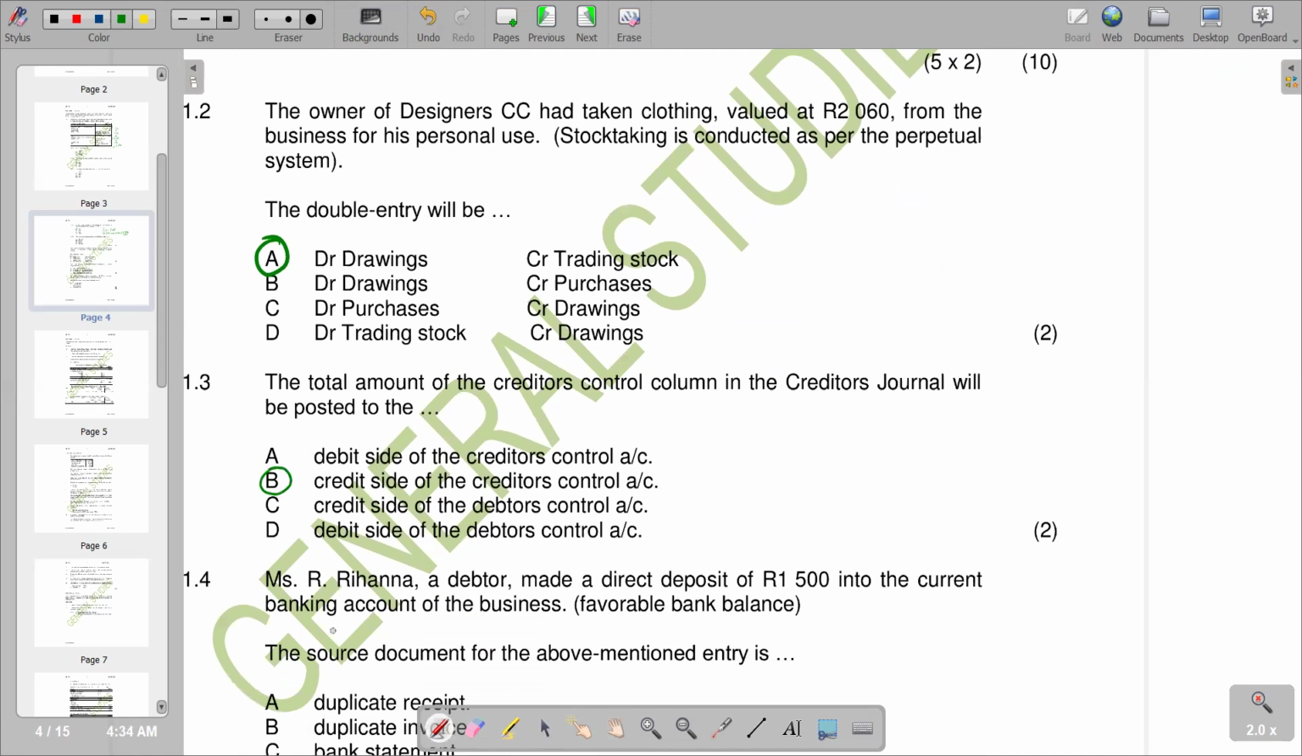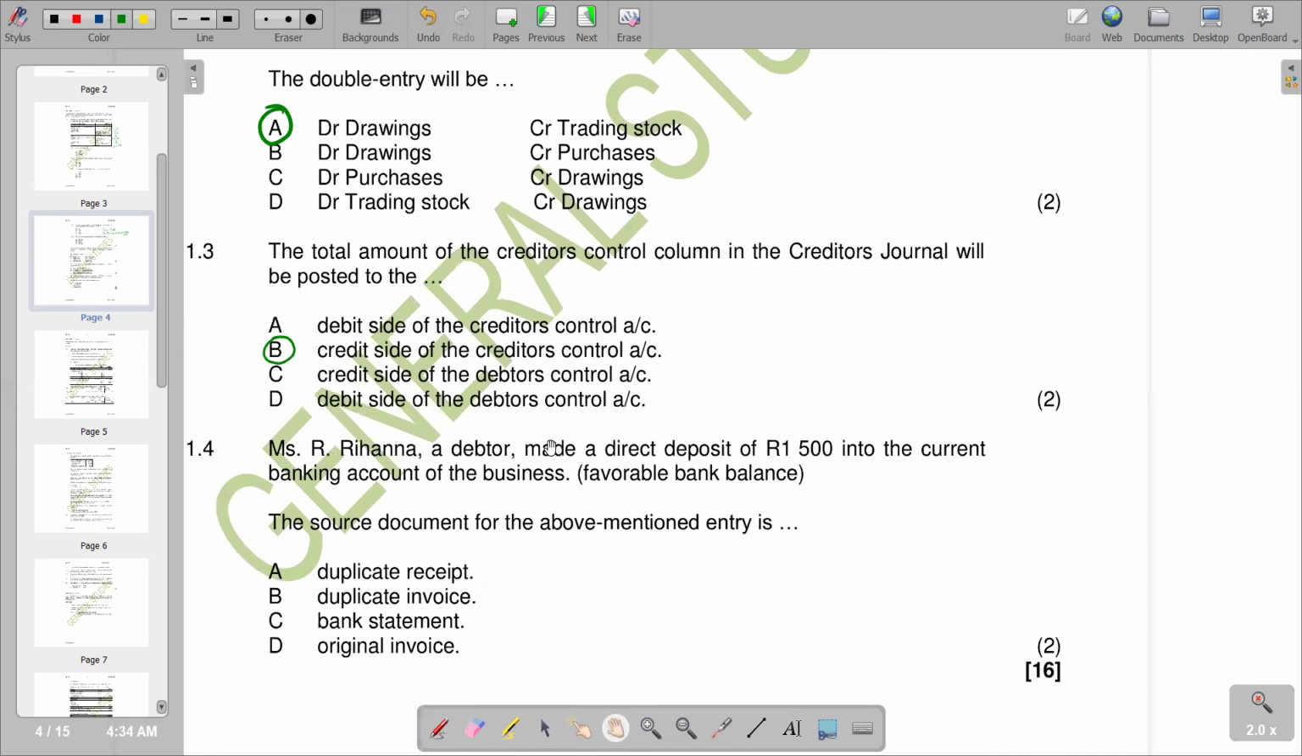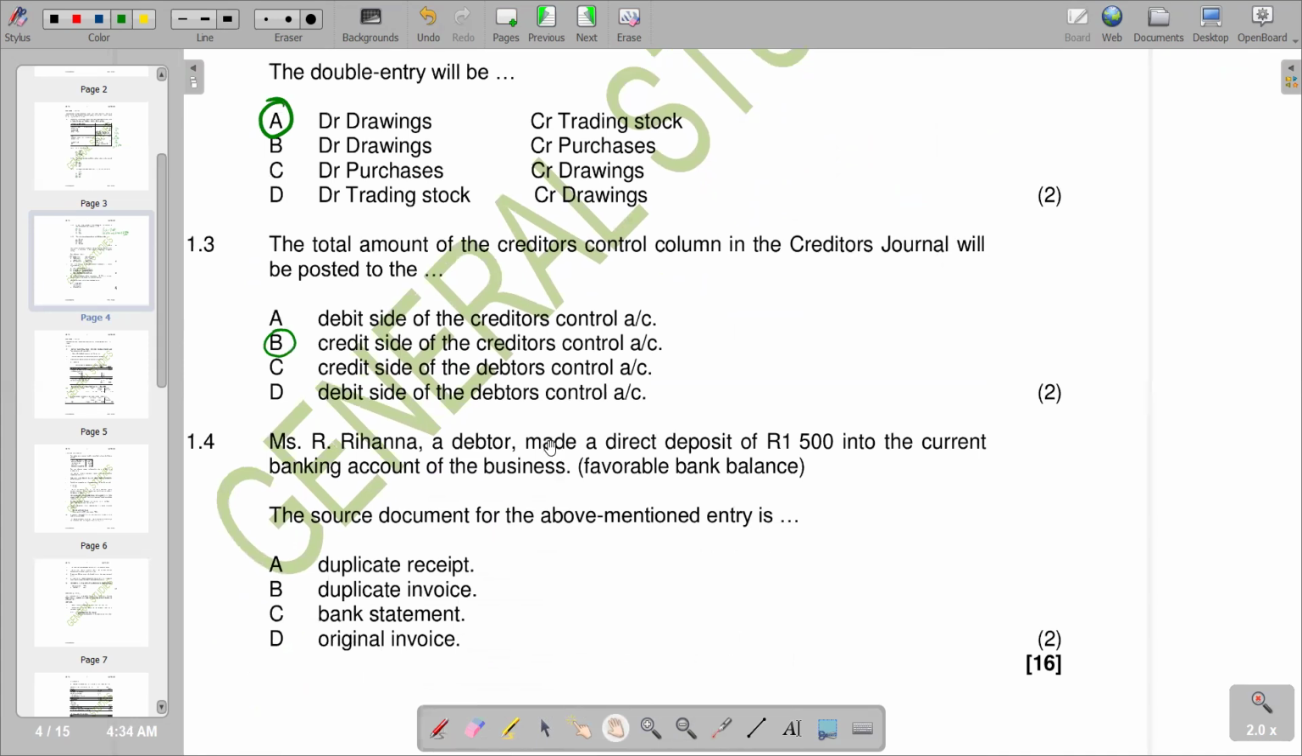In 1.4, Miss Arariana made a direct deposit of 4,500 into the current bank account of the business. Favorable bank balance in brackets. The source document for the above mentioned entry is: whenever we have a transaction passing through the bank, obviously they will be summarized on the bank statement. So the bank statement becomes the source document. So you've got C as the correct answer there.